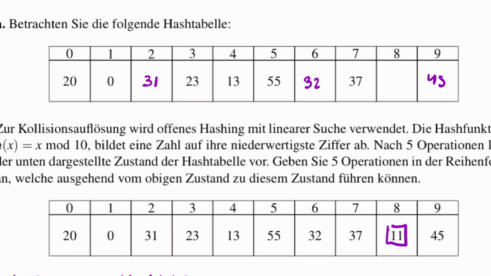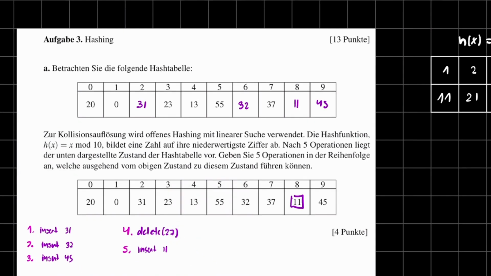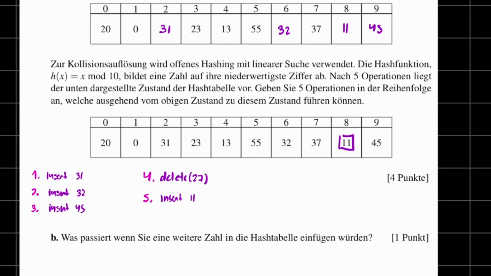So 11 modulus 10 is going to give us basically, it will want to go here, but it can't because it's already taken, up until it comes to here. And that's pretty much it. And as you can see, we do have indeed 5 operations, which is the thing that is being asked for.